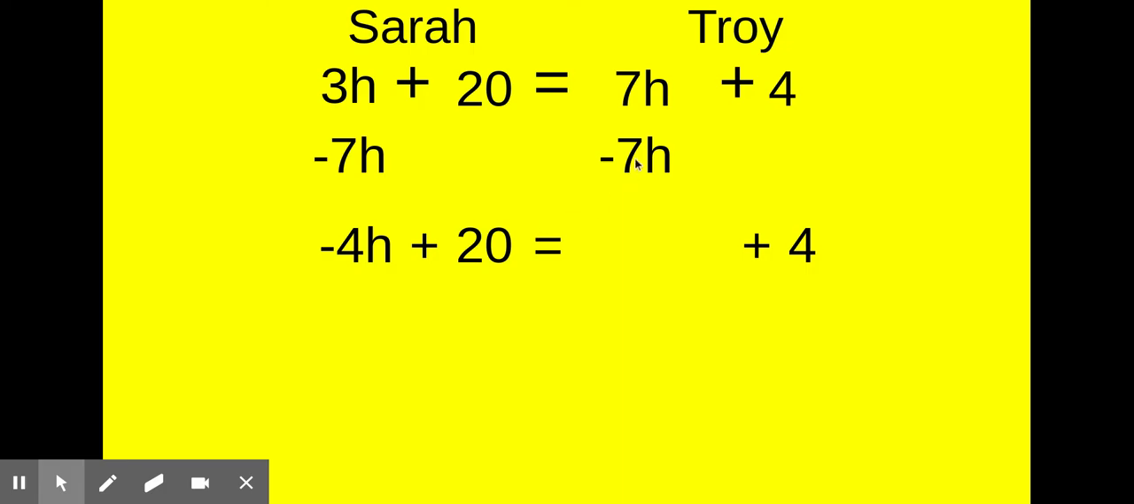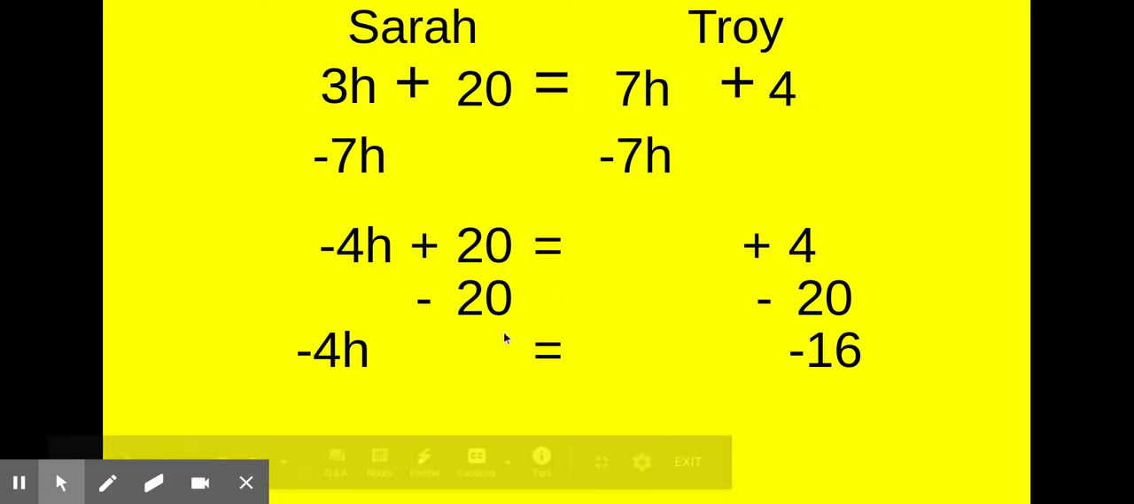So now if you notice, I used to have 2 variables. Now I only have 1. I only have this 4h right here. Right? So now what I want to do is get rid of that 20 next to the h because I want to get the variable by itself. So I'm going to take that constant and move it to the other side. Since it's a plus 20, I'm going to subtract it from both sides. So I'm going to subtract 20 from both sides. That negative 4h doesn't get touched, so it just comes down.